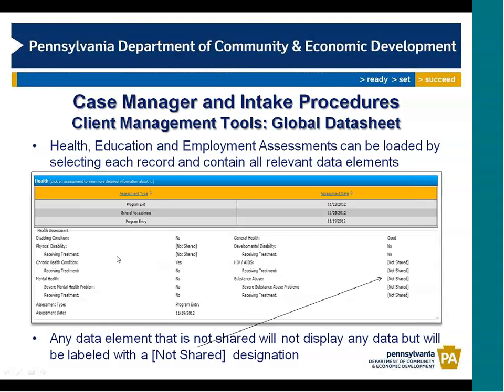Now, if the whole health assessment is not shown, the whole grid will not be here. However, if just individual data elements within that assessment are turned off, it still will appear, but when you click on it, you'll see specific data elements within there that may or may not be turned off, and they'll be denoted here, as you can see, with the little not shared icon or label. That is derived from their global data sharing policy.